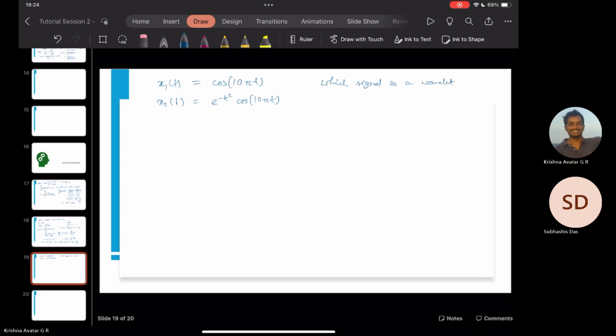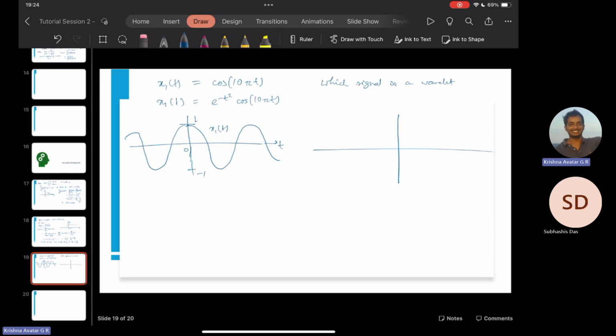So when we look at the first signal, cosine tan pi of t, it has some value at t equal to 0, and it will always oscillate between -1 and 1. So -1 is the lower limit. This is x1 of t. However, for the second signal, it of course has the same value of 1 at t equal to 0.